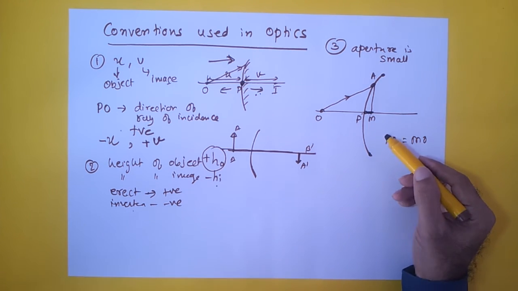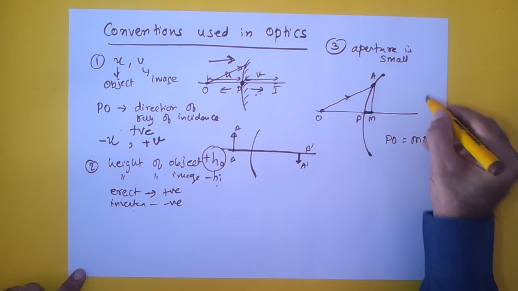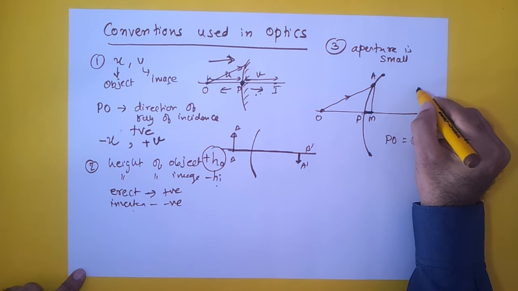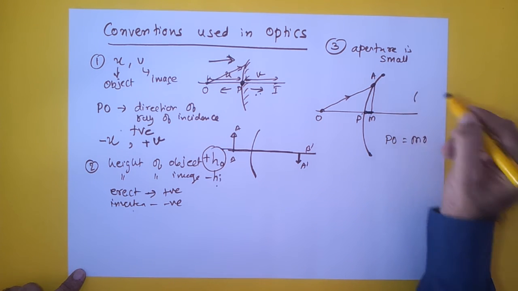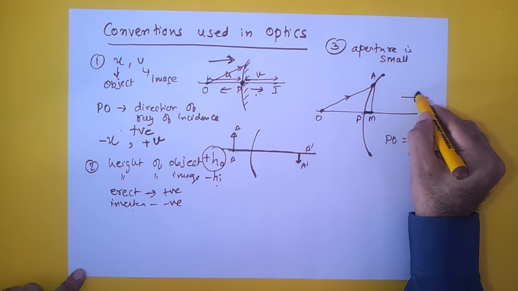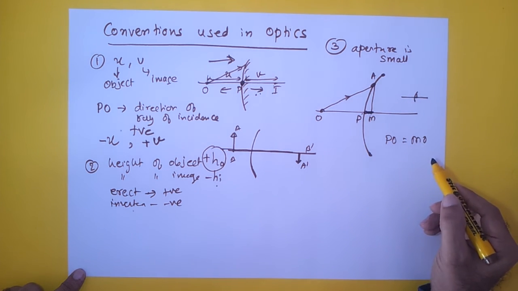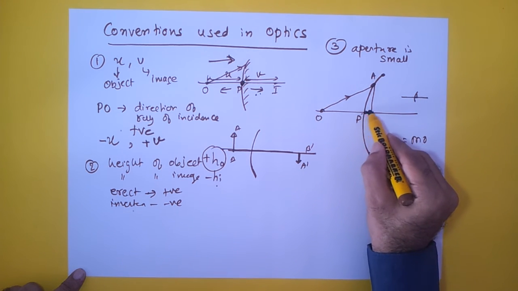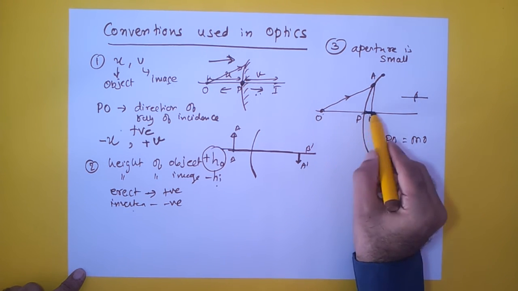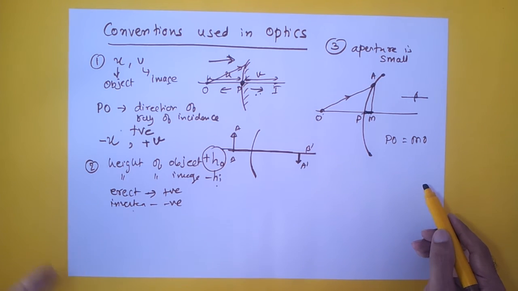That's based on the assumption that the aperture is small. So if I show a very, very small aperture, and then I drop a perpendicular, as you can see, this distance will be extremely, extremely small, and therefore we can ignore this distance, and therefore PO is equal to MO. So that's an assumption we'll make.